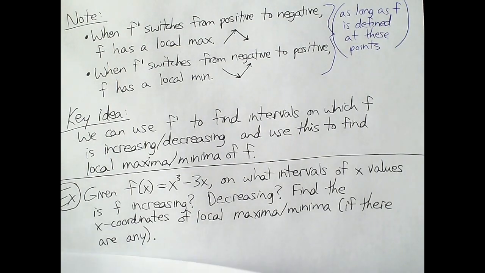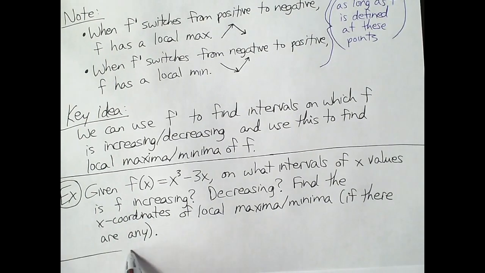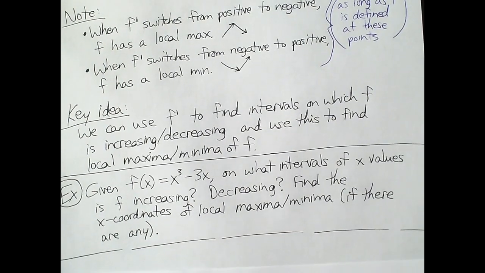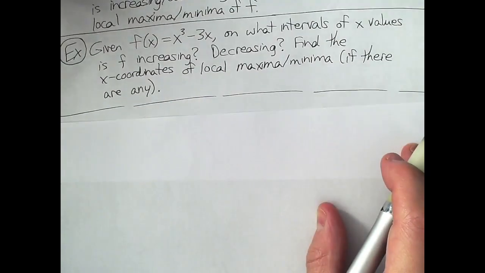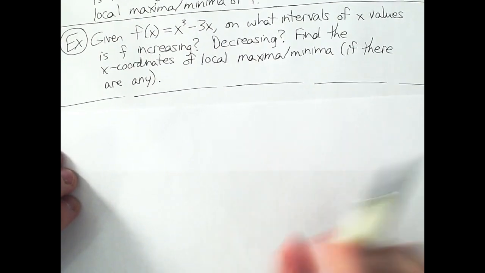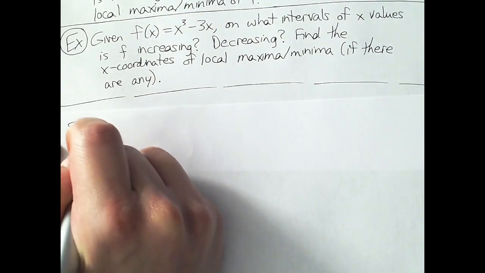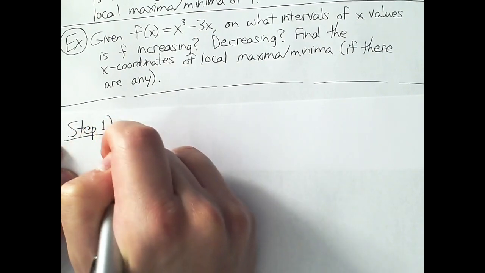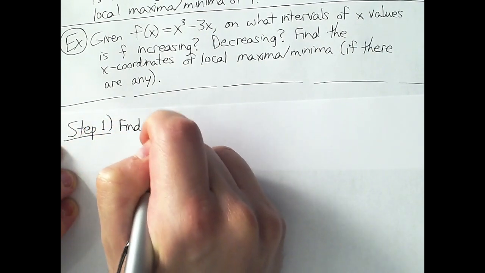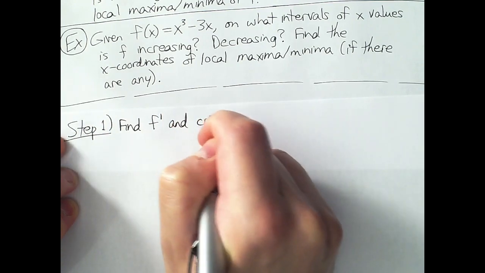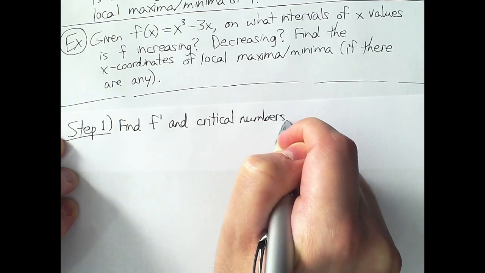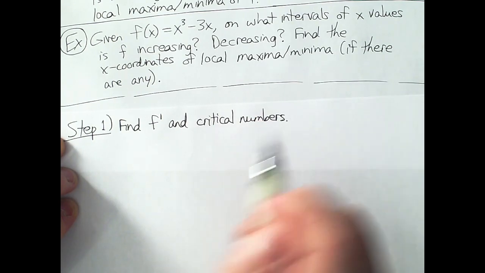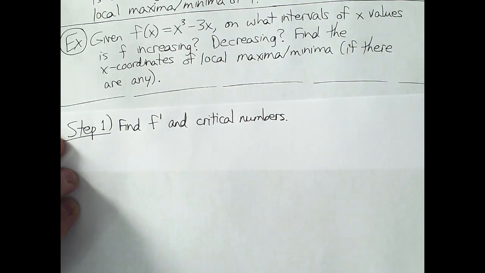So I said that there's a procedure or strategy. And actually, I'm going to break this down into 4 steps. I could tell you these 4 steps first, but I think it's nice to just show you in a problem. Step 1 is going to be find f prime and critical numbers. You remember what critical numbers are from the previous lesson. We sometimes call them critical numbers, we sometimes call them critical points. Same thing.